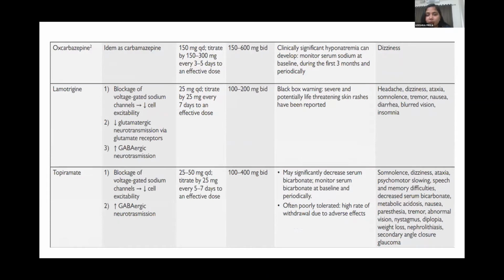So the other is oxcarbazepine, almost similar to carbamazepine. The other two drugs are lamotrigine and topiramate, which act in the same pathway, that is blockade of voltage-gated sodium channels, decrease the glutamatergic neurotransmission, and increase the GABA activity. So similarly, these drugs can also be tried in case of neuropathic pain.